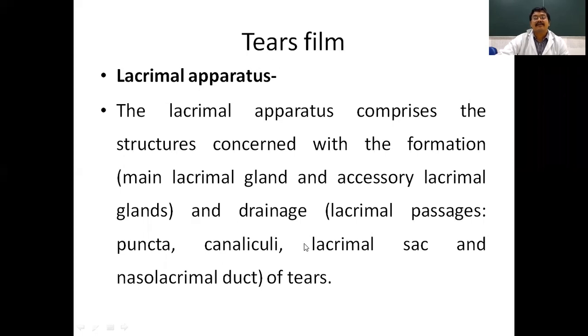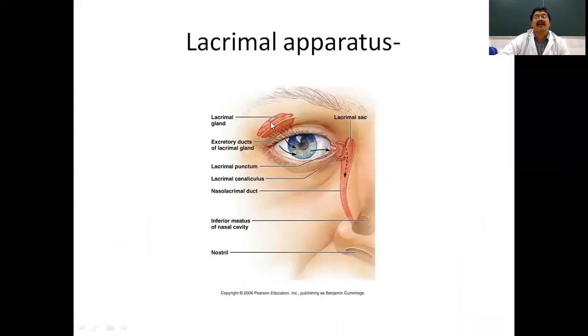The tear film is secreted by the lacrimal apparatus. The lacrimal apparatus includes the lacrimal and the extralacrimal glands, the punctum, the lacrimal sac, and the nasolacrimal duct. They play an important role in the formation and the drainage of tears. So what are the tears secreted in the eye? The lacrimal apparatus comprises the structures for the formation, mainly the lacrimal gland, and for the drainage: the puncta, the canaliculus, the lacrimal sac, and the nasolacrimal duct. So this is the lacrimal gland. This is the upper punctum, the lower punctum, this is the canaliculus, and then this is the lacrimal sac, and it drains into the nasolacrimal duct.